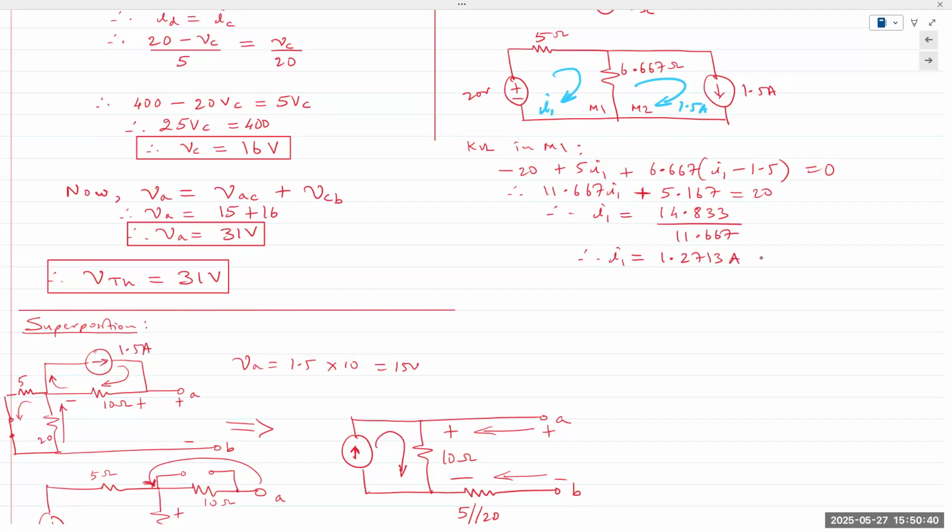Now, we found I1, but that's not the current we want to find. We actually want the current in the middle mesh. So we have to expand it again. Right? We expand it and we write KVL. So actually this turns out to be a bit longer process than node voltage analysis.